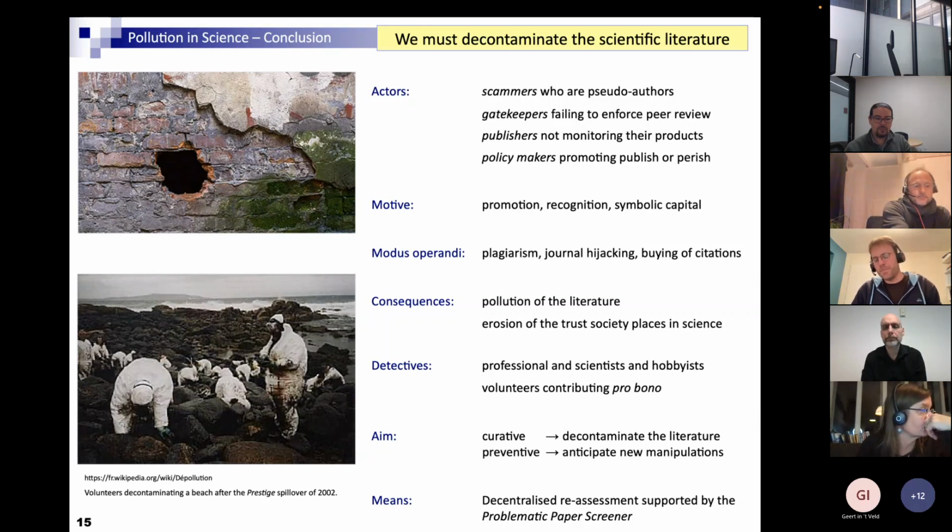Our way of handling the problems has been to create the Problematic Paper Screener for decentralized reassessment of the literature, and it helps people focus their attention on 10K papers instead of 120 million papers that have been published. So thank you for your attention.